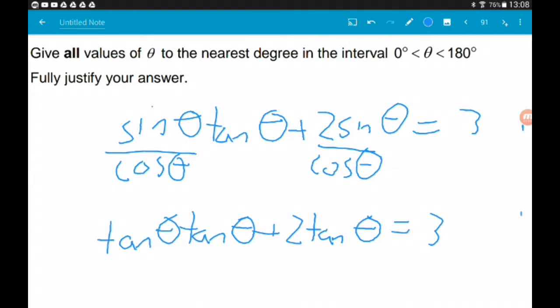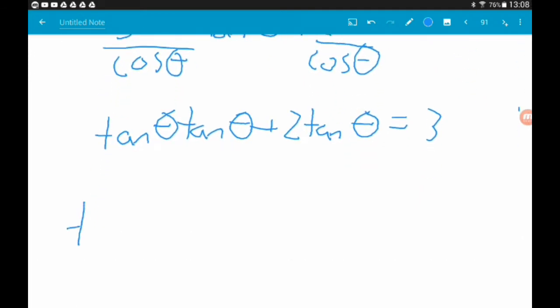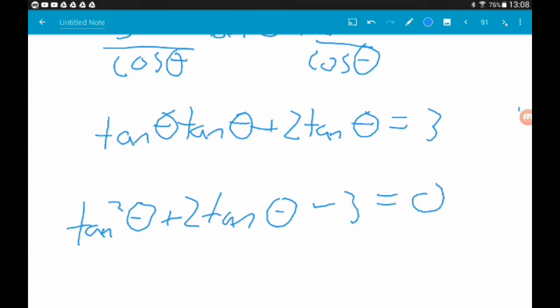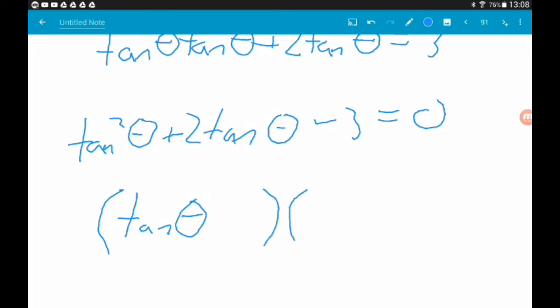Now everything is in terms of tan. So if we sharpen this up a little bit, we get tan squared theta plus 2 tan theta, and if we minus the 3, we get minus 3 is equal to 0. So now we're back in familiar territory. We've got ourselves a quadratic. So we now need to solve this like we would a normal quadratic. We can factorise this guy. So we put a tan theta in there, and a tan theta in there.